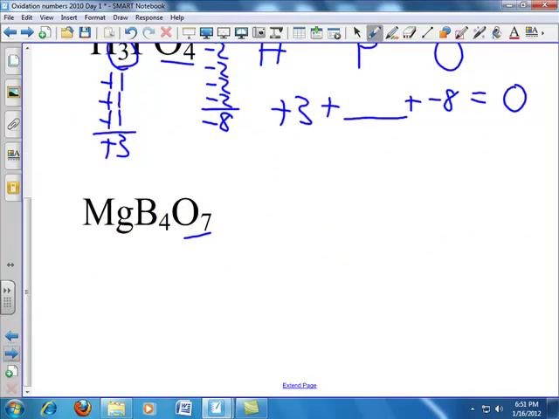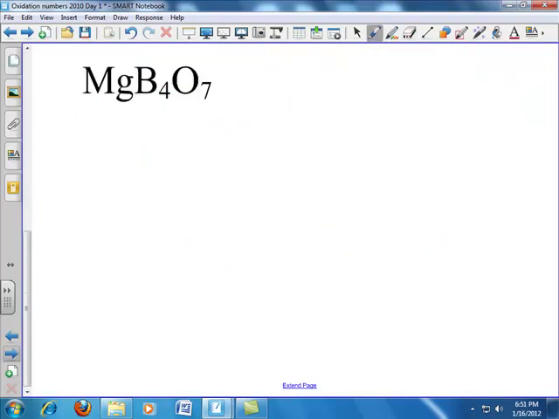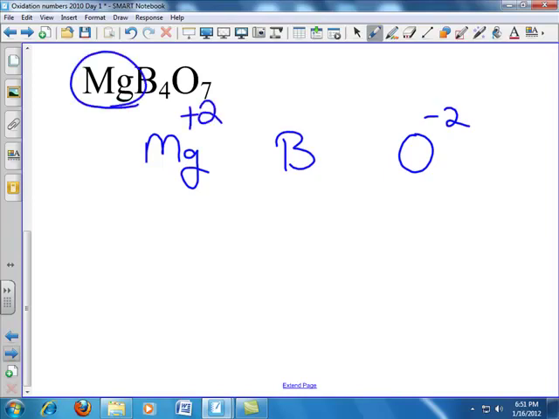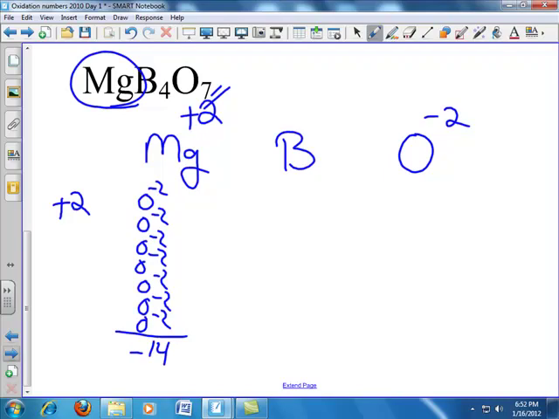One last one. This one looks challenging, but it's really not too bad. I have Mg, B, and O. Well, we know oxygen's -2. We know Mg is a group 2 element, it's +2. All right. So now I just got to figure out this boron. But I have 1 Mg. But I have 7 oxygens. That's what that big old 7 means right there. So that is -14. And if you can do that in your head, which, you know what, you see -7 here, you should be able to go -14. You should be able to do that in your head. I have a +2 plus some number -14 has to equal 0.